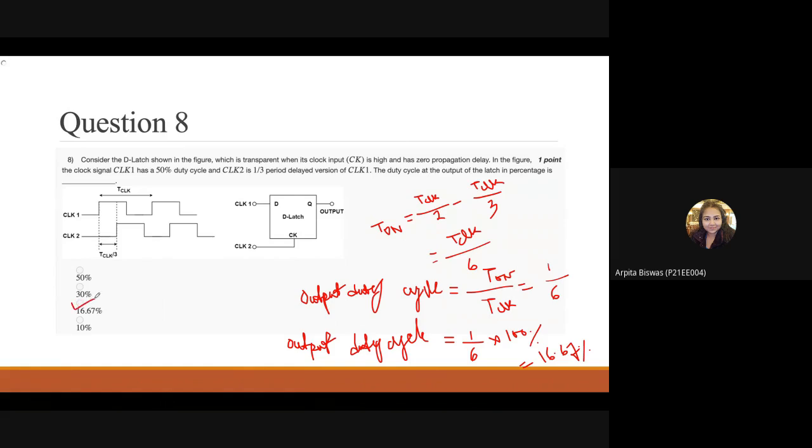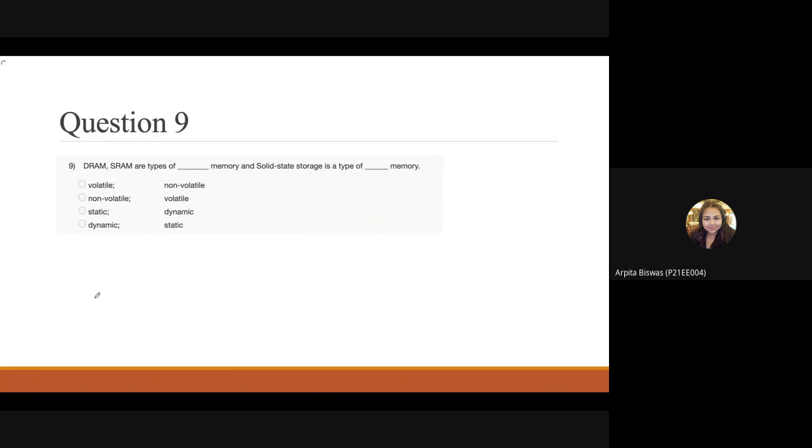So next move towards question number 9. DRAM and SRAM are types of dash memory and solid state storage is type of dash memory. First option is volatile, non-volatile. Second option is non-volatile, volatile. Option C is static and dynamic. And option D is dynamic and static.